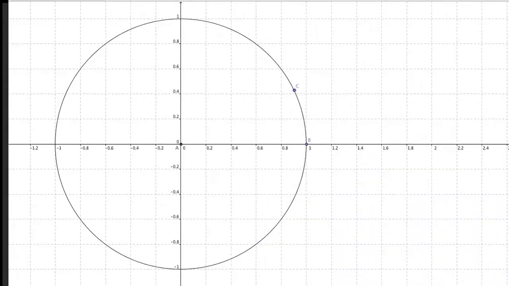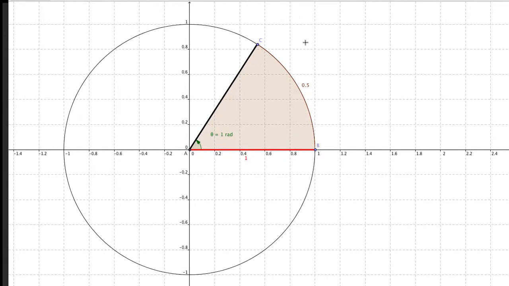The last topic is how to find the area of a sector. A sector is formed on a circle by drawing 2 radii and finding the area of the pie-shaped wedge between those 2 radii. I need the measure for the angle in radians, and if I move this point so that I have exactly 1 radian, I can observe that the area is 0.5. This is because the formula for the area of a sector is one half r squared theta, and theta must be in radians.